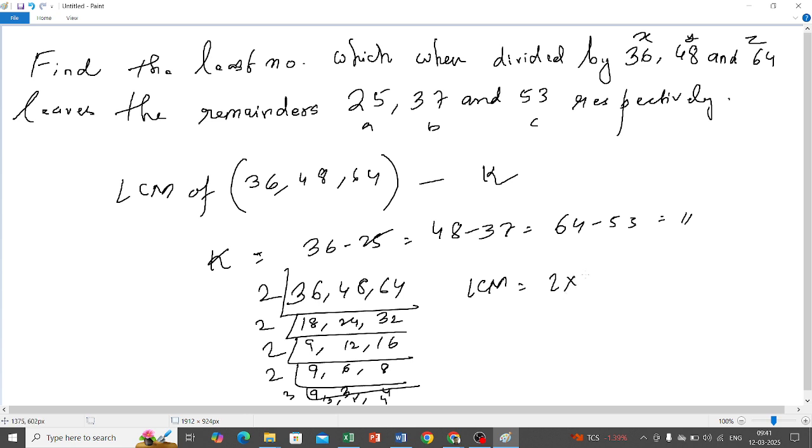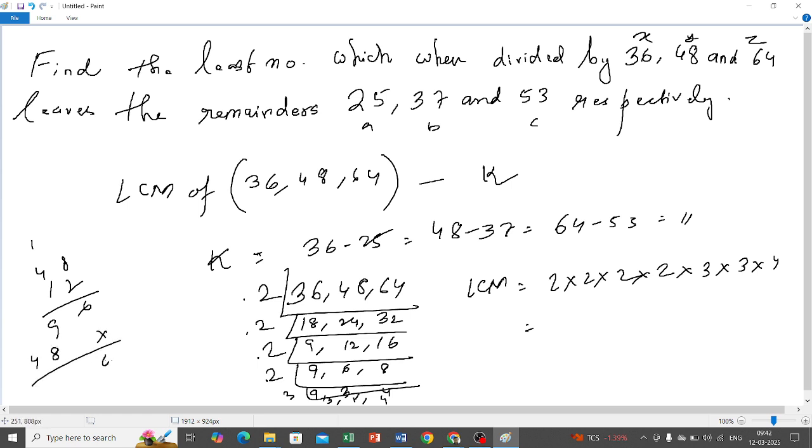So LCM is 2 into 2 into 2 into 2 into 3 into 3 into 4. So 2 to the 4, 4 to the side, 8 to the 16, 16 to the 48. 48 into 12 is 576. Now what is the actual number? 576 minus 11, which is 565. Understood? Yes, sir.